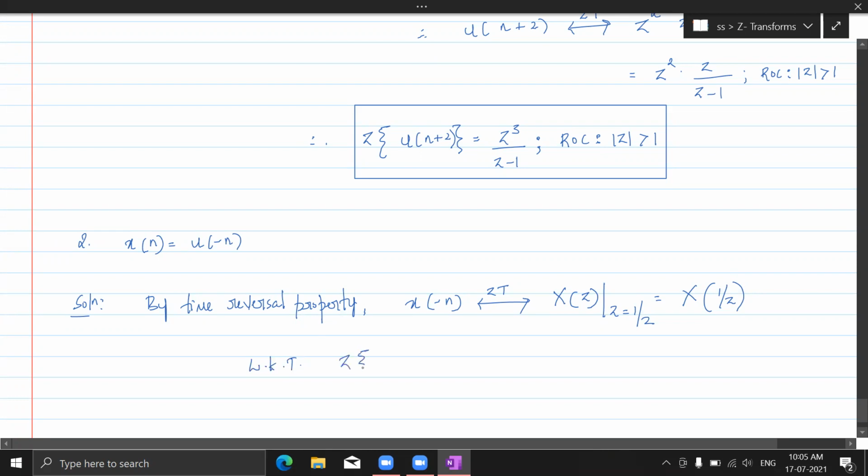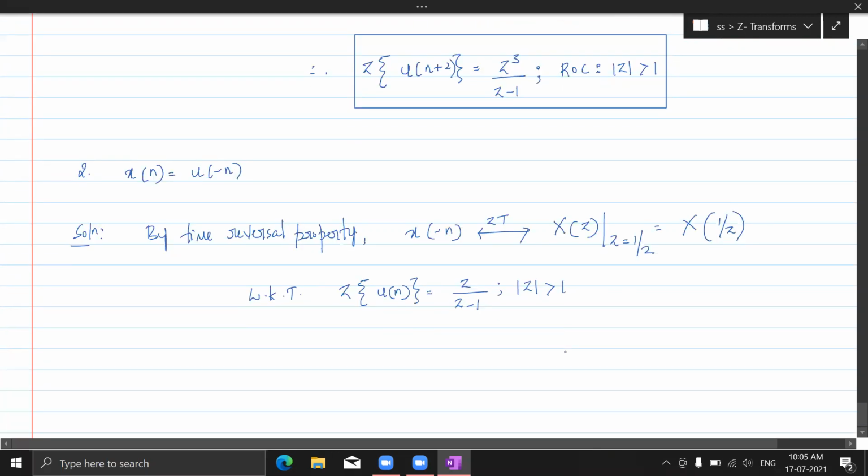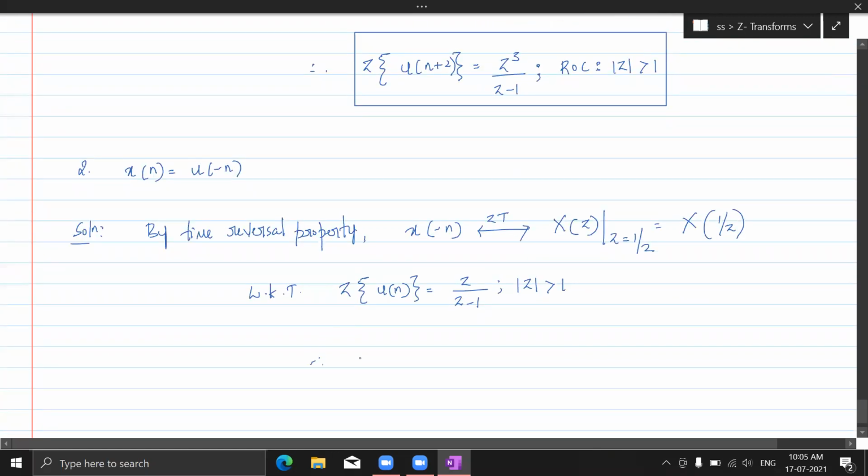So we know that the Z transform of u of n, the basic signal, is z by z minus 1 with z greater than 1 as the ROC, right? So therefore, by time reversal property, what would this be? This would be z by z minus 1, where z has to be replaced by 1 by z. And ROC is what? ROC is 1 by z greater than 1.